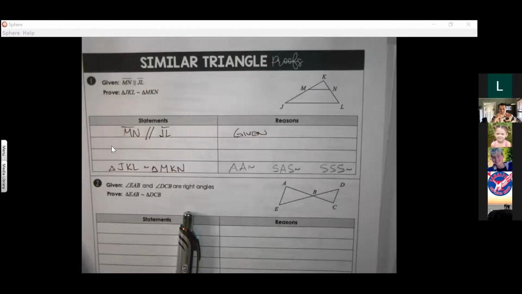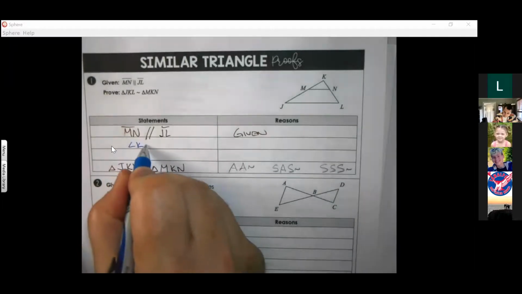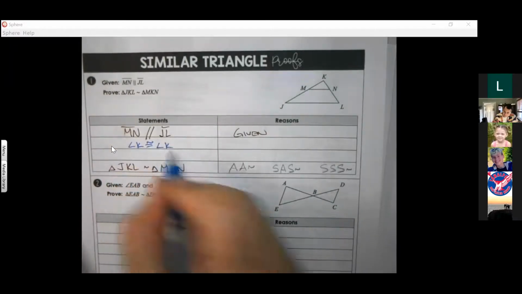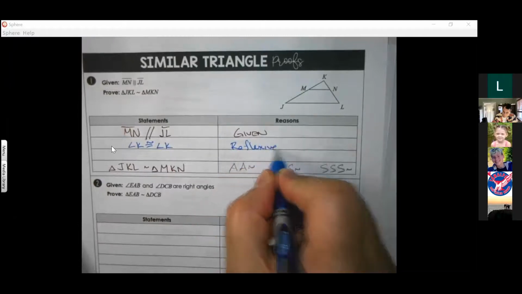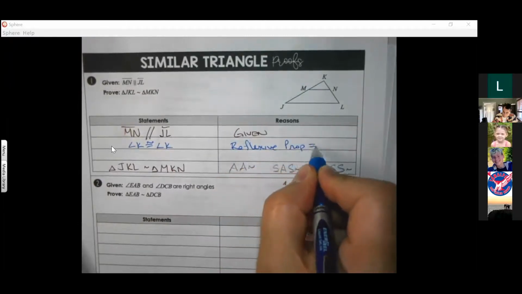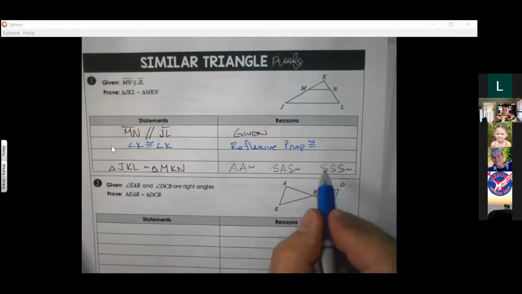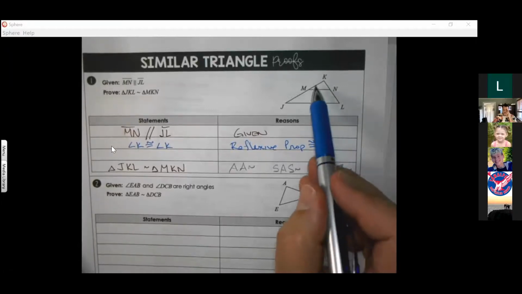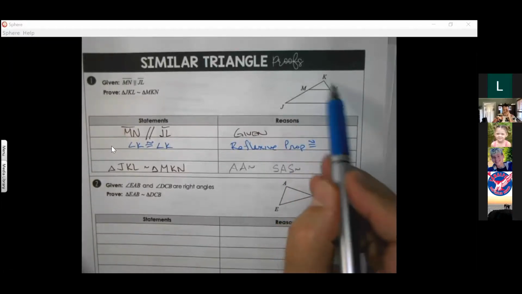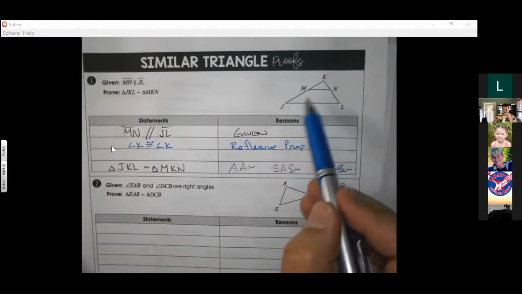Angle K. Angle K, okay. So we know that this angle is the same as itself. Angle K is congruent to itself because that's reflexive. And that, of course, rules out the idea of side, side, side, because we've already got an angle now. And it could be that this side is to this side as this side is to this side, giving us SAS.